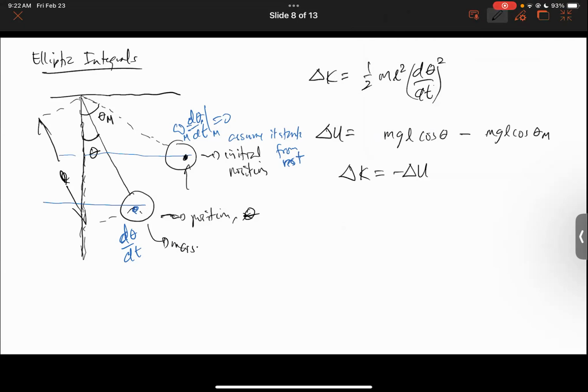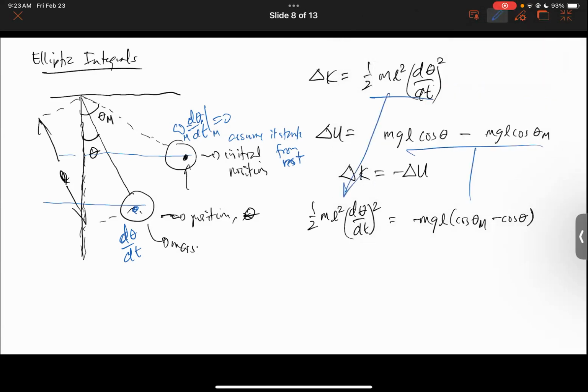the change in kinetic energy is just the negative of the change in potential energy. Of course, this just means that if kinetic energy is increasing, then the potential energy is decreasing. So we can write our equation as 1/2 m l squared (dθ/dt) squared equals minus mgl cosine theta sub m minus cosine theta. So this is that, and this is that, with the negative sign.